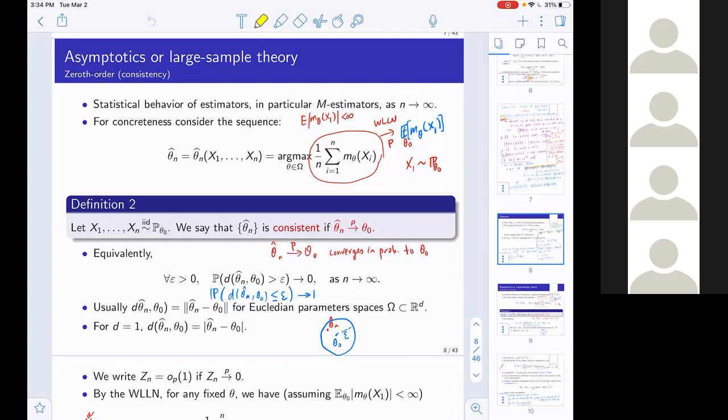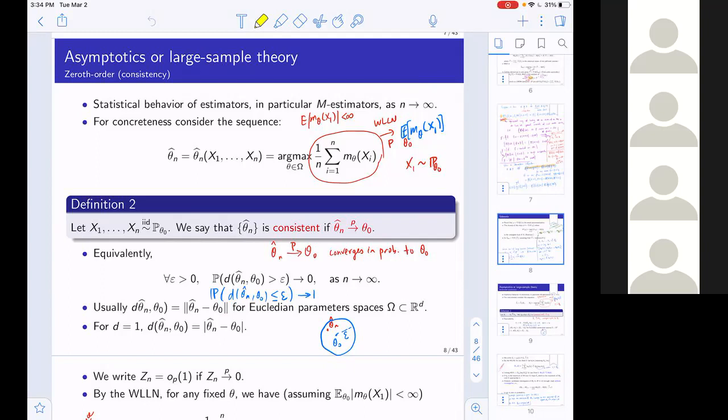Middle of discussing asymptotic properties of estimators. So let me remind you what we talked about last time. We talked about first order asymptotic properties, or consistency of estimators, basically.